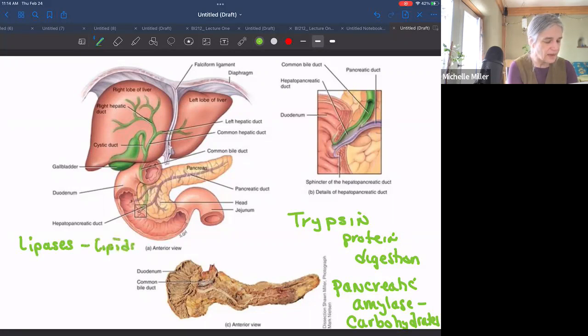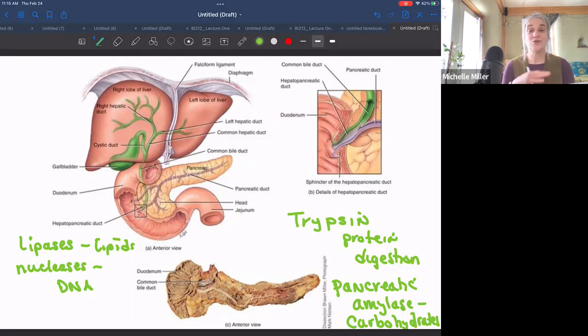And we have things called nucleases. These are pancreatic enzymes, which break down things like DNA. So we can break down the DNA that we take in when we eat other organisms, plants and animals, and fungi even. And then we can break that down and use those components to build our own DNA. And so that is the exocrine function of the pancreas.